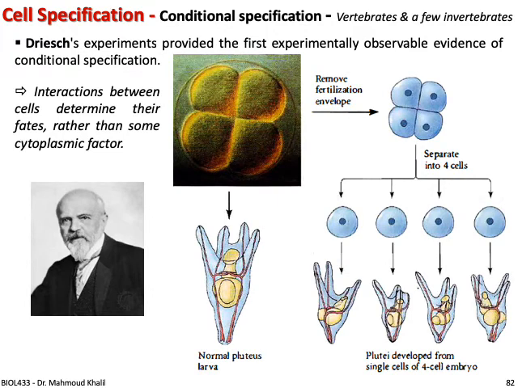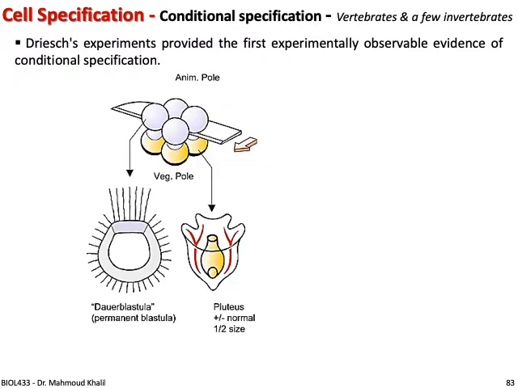In this example, he took the 4-cell stage of an invertebrate animal. He removed the fertilization envelope and separated the 4-cell stage into separate cells, and left these 4 cells to continue development. He found that 4 larvae were produced. The only difference is that the size is different, and they look the same as the original one which developed from the 4 blastomere stage. This means that every cell behaved as a single cell, as a single embryo. Okay, the only difference between the normal Bluetooth larva and the 4 other Bluetooth larvae is the size.